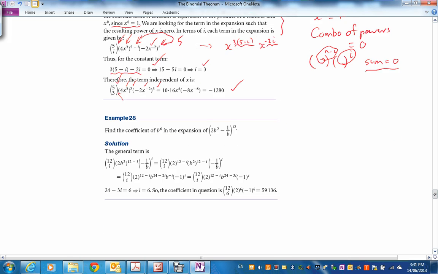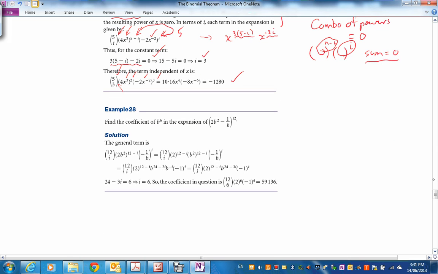Let's have a look at, I think this is the final example. Find the coefficient of b to the 6. Uh-oh, there are 2 b terms. So let's do the same thing again. Let's call this one, this is negative b to the negative 1, if you like. And so here let that be i, so there's negative 1 on b, raise that to the i. So the other term must be raised to the 12 take i. Remember, the sum equals n, which here is 12. And the missing number out the front is 12Ci.